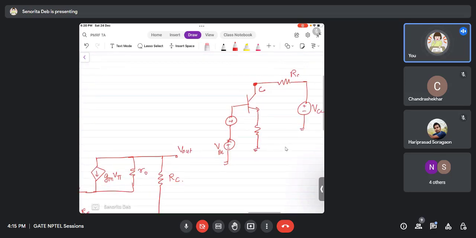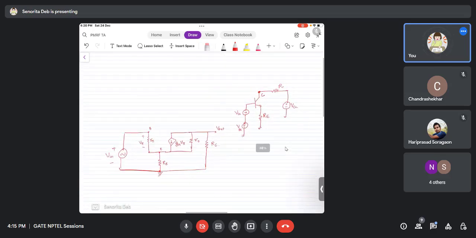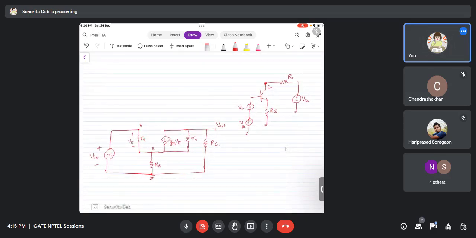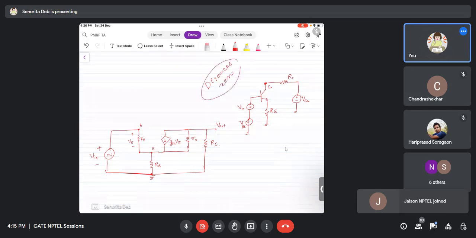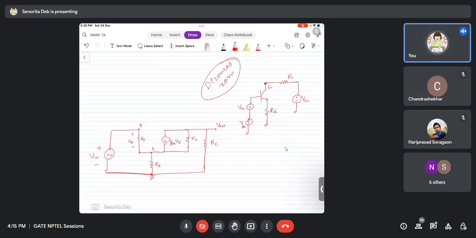Is this model clear? Please have a look. Small signal, DC sources 0. Okay, after this we will go into the derivation, but first just have a look into it. Please let me know when to move forward. Okay, I am just leaving it for 1 minute here.